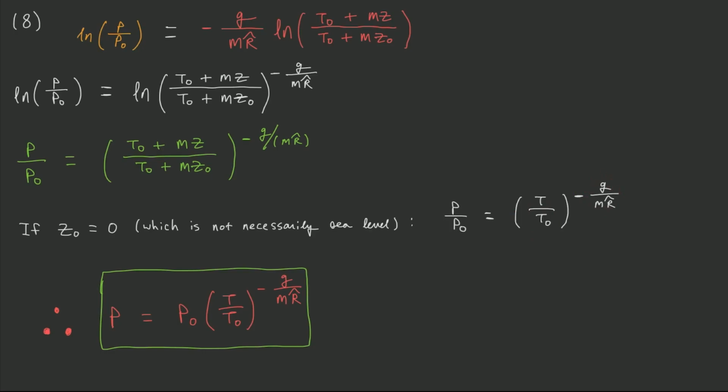So here we have our final form of the equation that we're going to use, which is just solving for p. P is equal to p naught times the quantity t over t naught to the power of negative g over the quantity m r hat. So this is the final form of our barometric pressure equation that we're going to use to solve this problem. This is a very useful equation and applies specifically for the assumptions that we outlined on the first page.